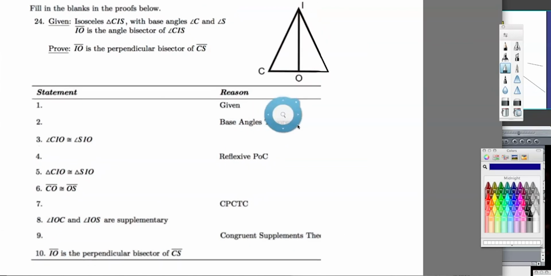All right, let's see, proof here. We've got an isosceles triangle CIS, with base angles C and S, and IO is the angle bisector. Okay, so we can write the given statement. And what does the base angles theorem tell us? Right, it says that angle C and angle S are congruent, for an isosceles triangle. So we got another pair of congruent angles that we know.